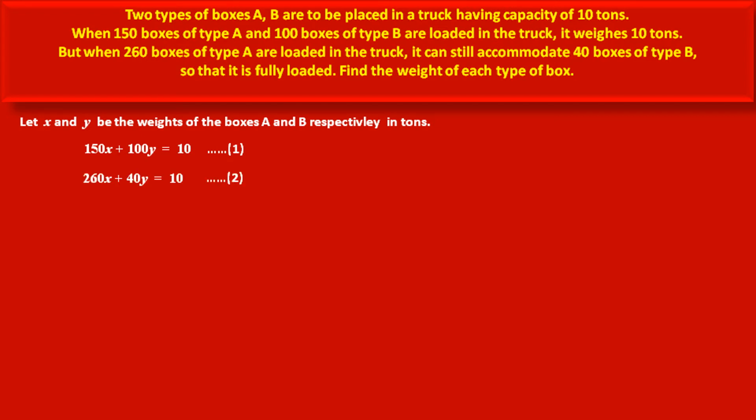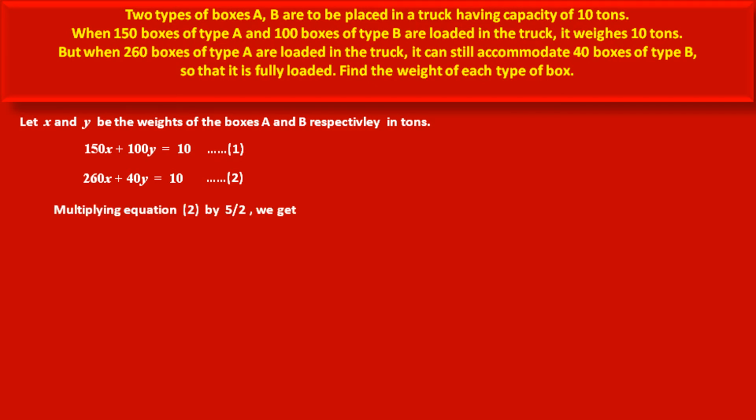Similarly, second condition, there are 260 boxes of type A. So 260x plus 40 boxes of type B we can still accommodate. So 40y is equal to the full capacity of the truck, 10 tons. This is equation number 2: 260x plus 40y is equal to 10.